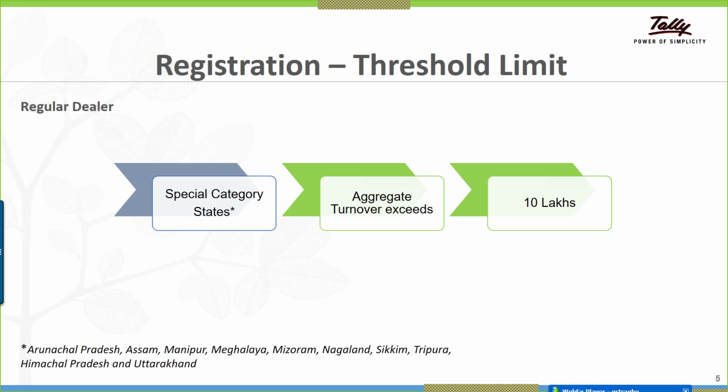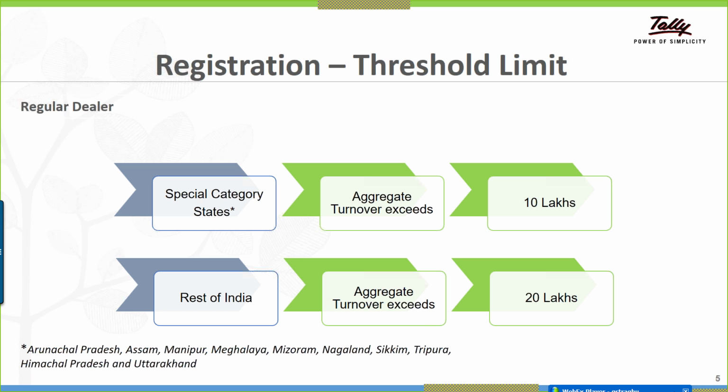Aggregate turnover means, in Arunachal Pradesh itself, if the trader has 2-3 branches, the consolidated branch turnover, if it is about 10 lakh, then they need to come under the GST era. If not, it's the user's choice whether they register or not. It is mandatory to come under GST if the turnover per annum is above 10 lakh. For the rest of India, the aggregate turnover limit is 20 lakh.